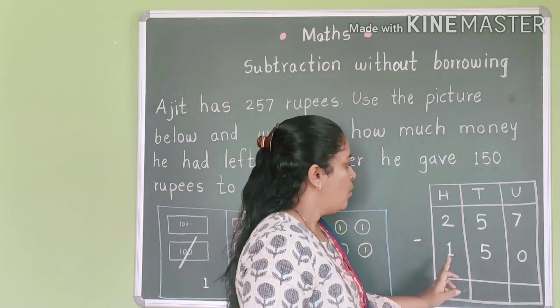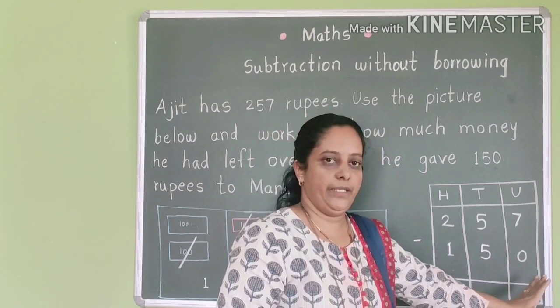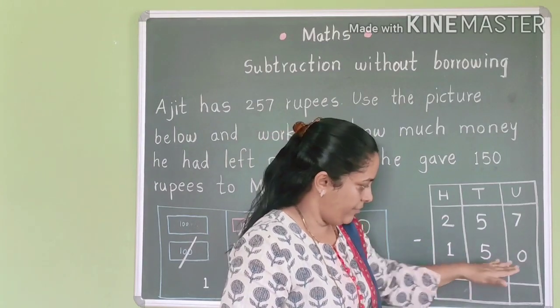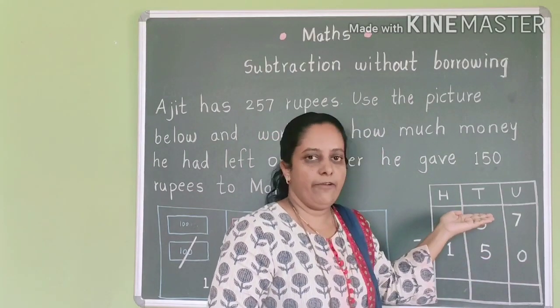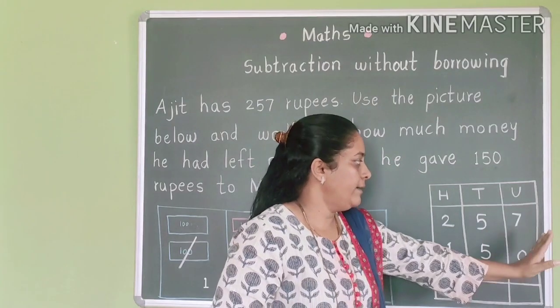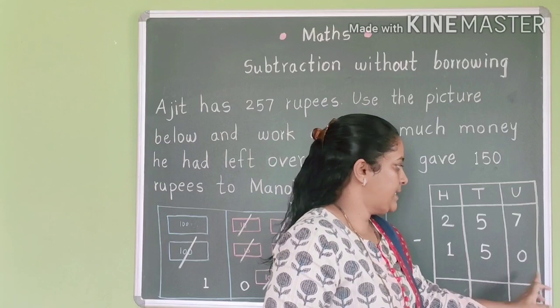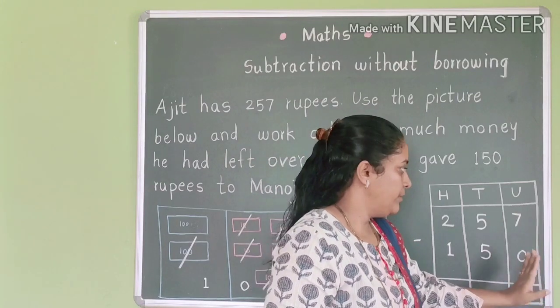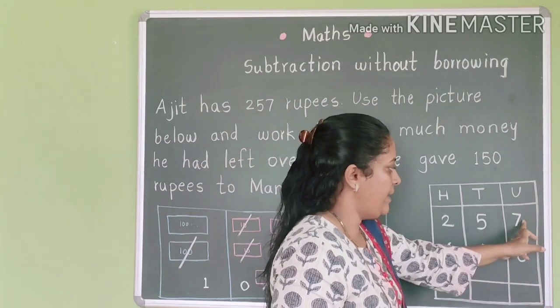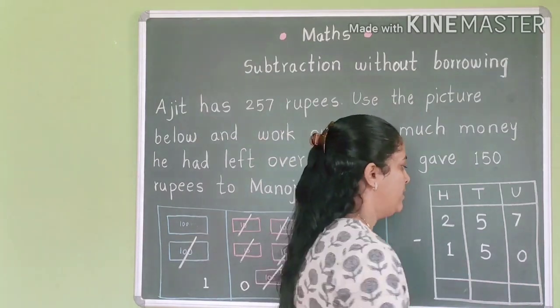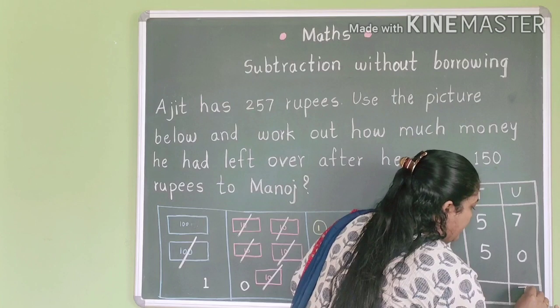257 minus 150 means we have to subtract 150 from 257, starting from units. So let's subtract from units first. There are 7 units and we have to subtract 0 from 7. So here remains 7.